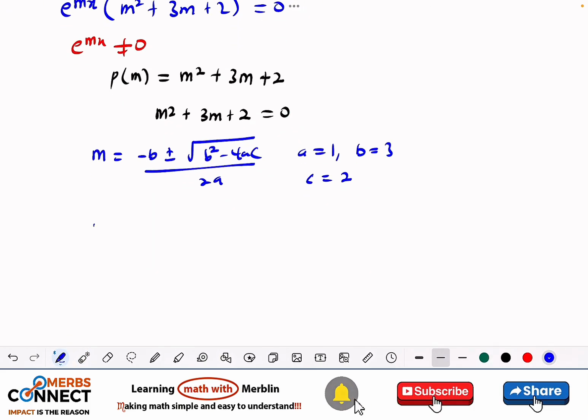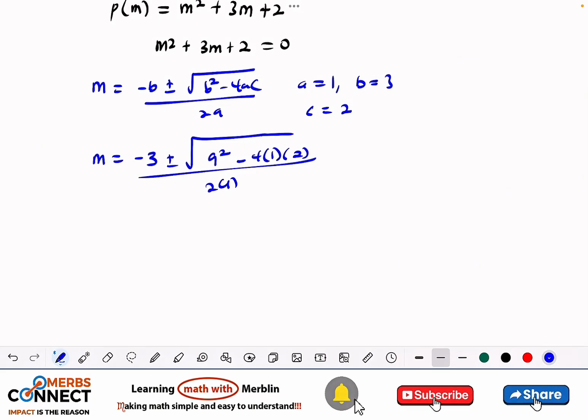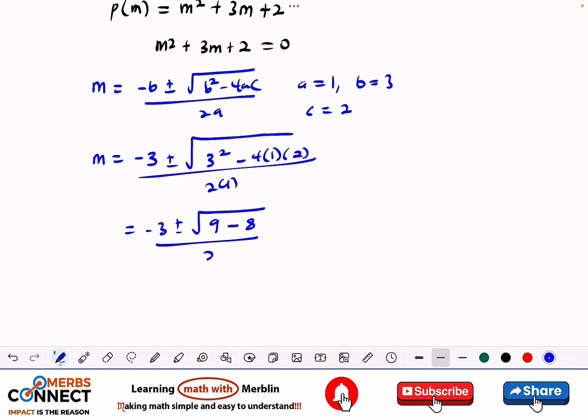Now m will be equal to minus 3 plus or minus the square root of 9 squared minus 4 times 1 times 2, all divided by 2 times 1. So what are we going to get? Minus 3 plus or minus the square root of 3 squared, which is 9, minus 8, divided by 2.